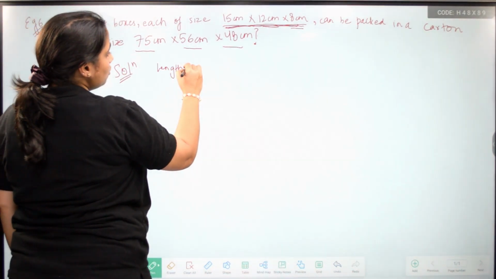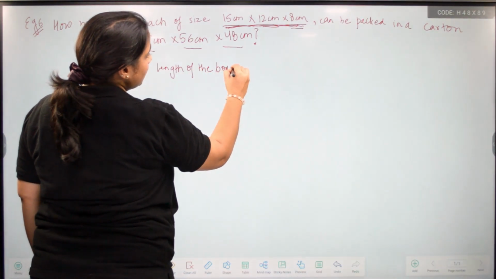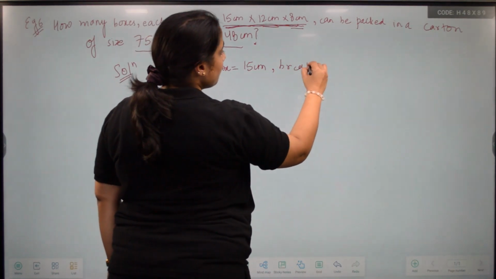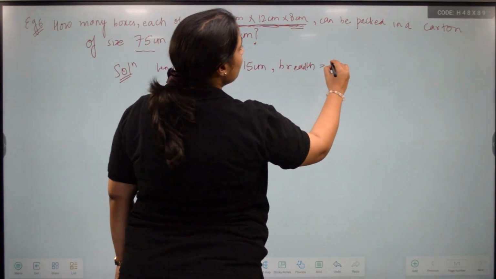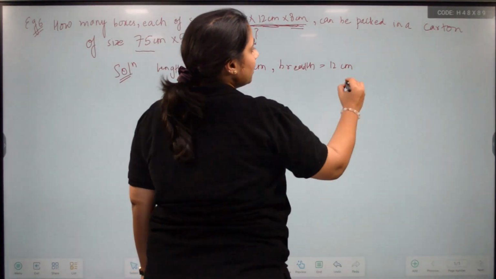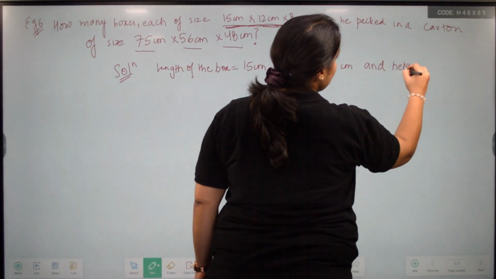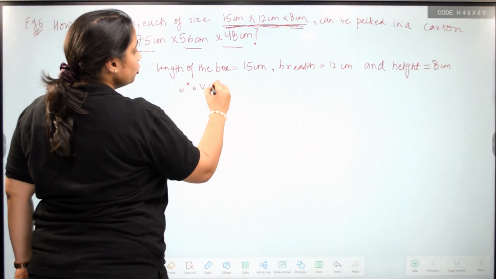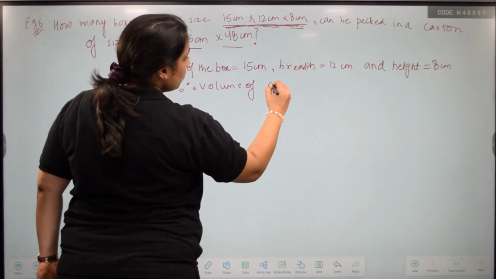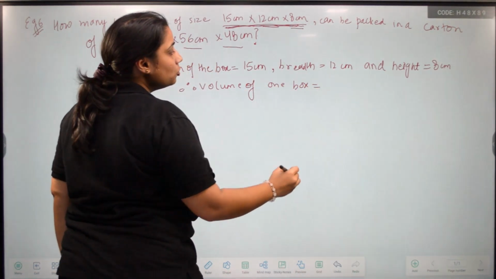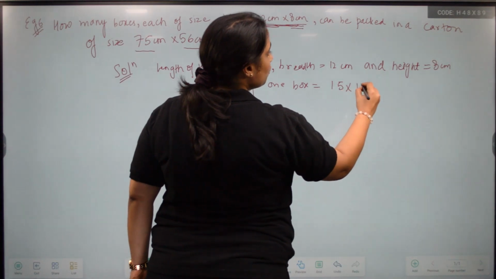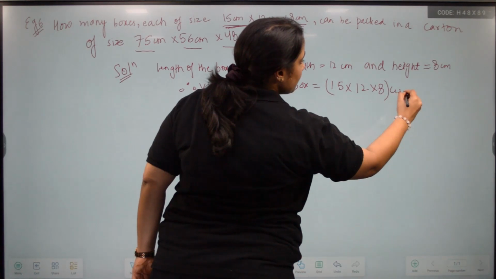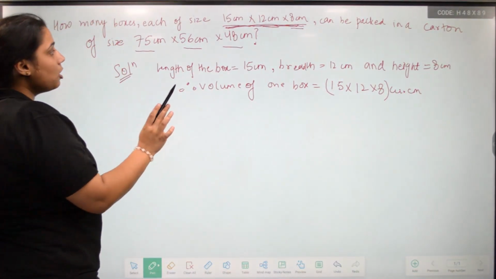Length of the box is equal to 15 centimeter. Breadth equal to 12 centimeter and height equal to 8 centimeter, and therefore the volume of one box will be equal to 15 into 12 into 8, that is length into breadth into height, cubic centimeter. Now coming to the carton.